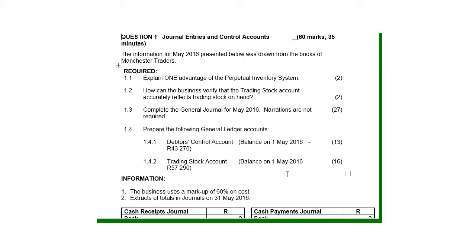In other words, I must know which side that specific type of account increases. So I must first of all classify the account. Is it an asset, a liability, income, or an expense? And then I must know the rules. What side would such a type of account increase?